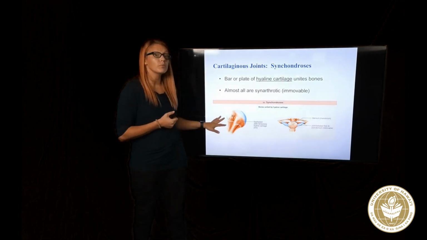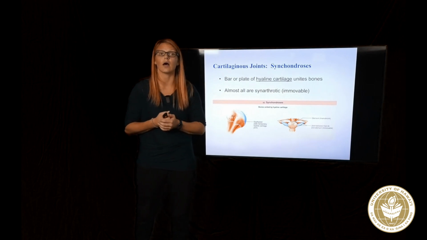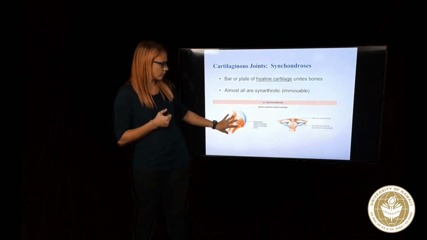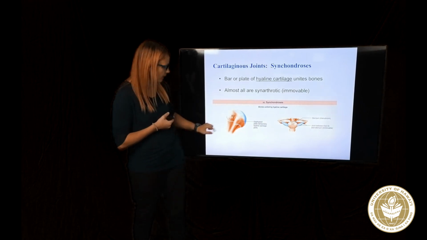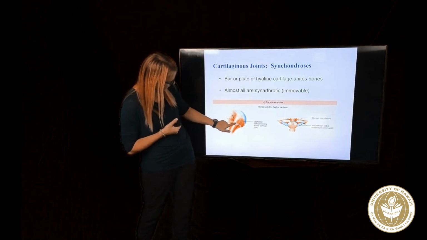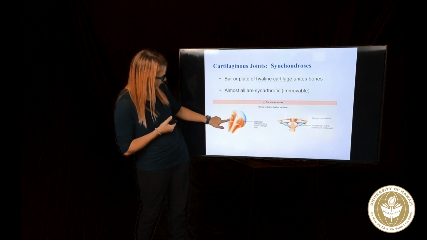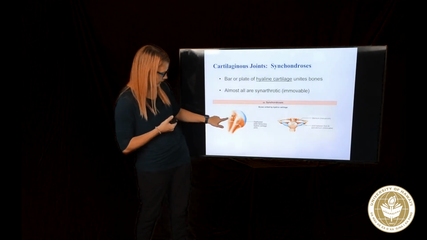So this is an immovable joint, again, which makes sense, right? Because it's growing, we don't need it to be moving. So this shows you that epiphyseal plate, and again, that's a temporary hyaline cartilage joint here.